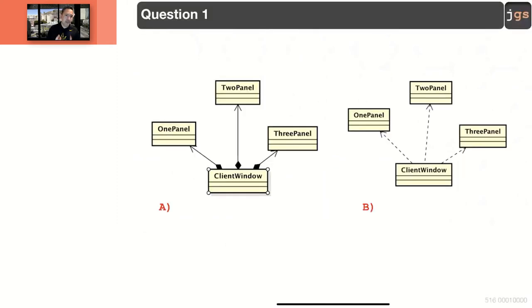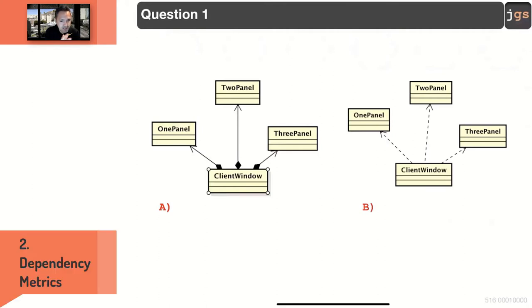So, dependency metrics. What if I ask you, using your experience, which design is better, A or B? We already talked about this before a little bit, but A or B. If we assume that both solutions can be done for the same problem, which one is better? Why? I agree with the chat. B is better. Why? Yes.